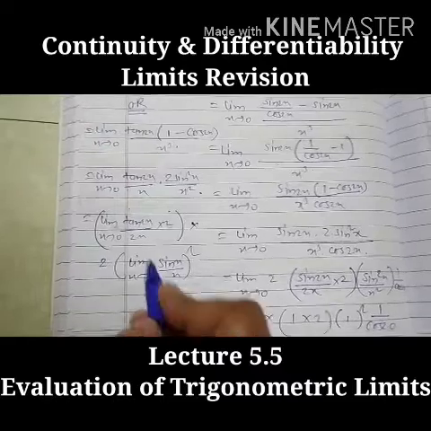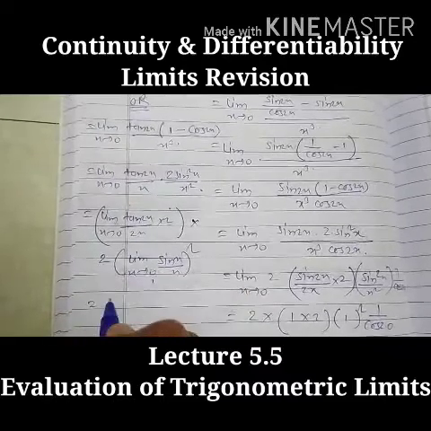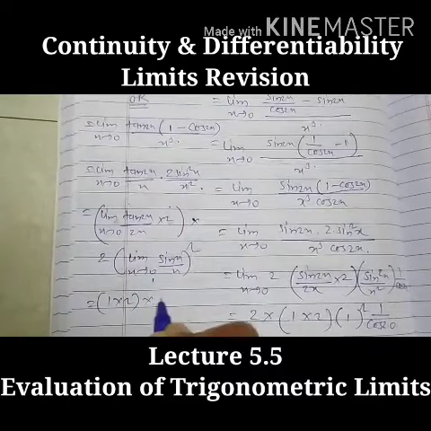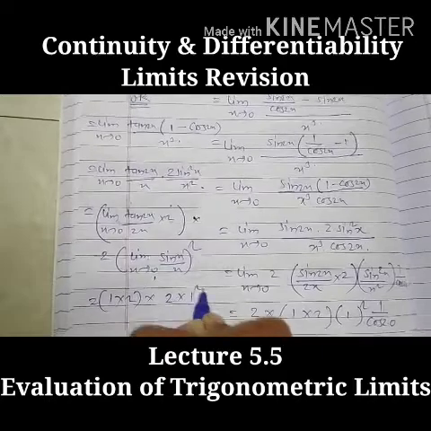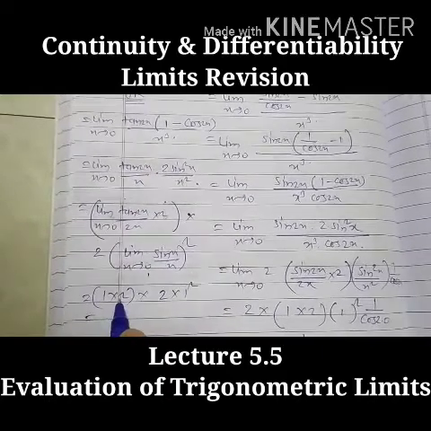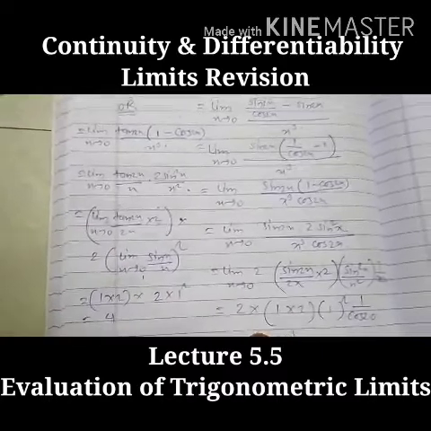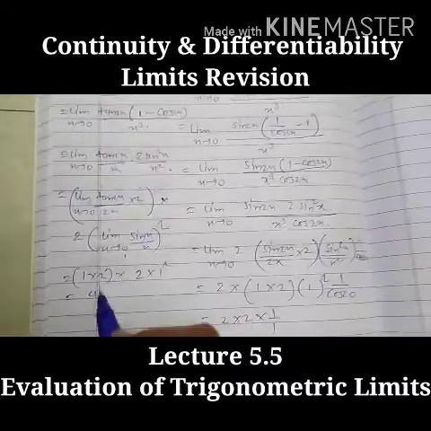Now this limit is 1, so 1 into 2 into 2 into 1 square, so clearly it is equal to 2 into 2, that is 4. Okay, now on the spot you should get this.